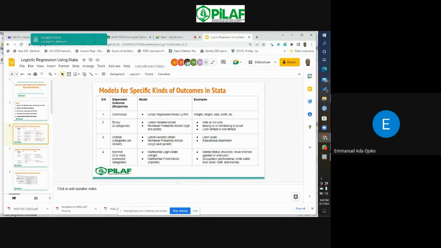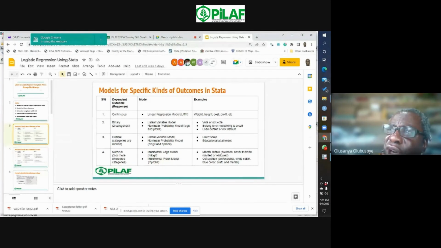I think the conclusion on what you have said is that the dependent variable determines the model to be used. Exactly. The level of measurement of the dependent variable determines the model you will use. That's the message I'm passing across.